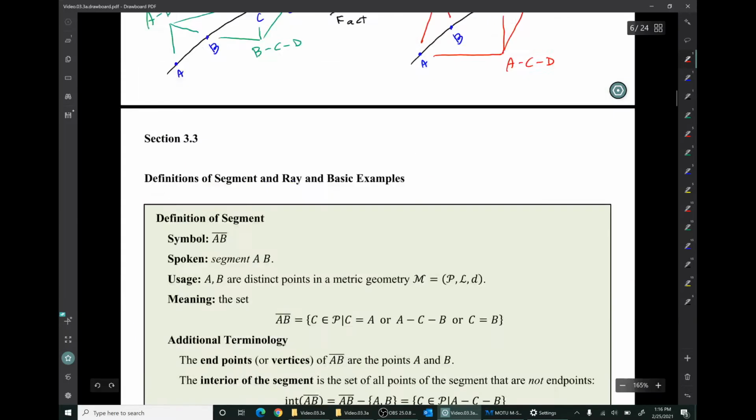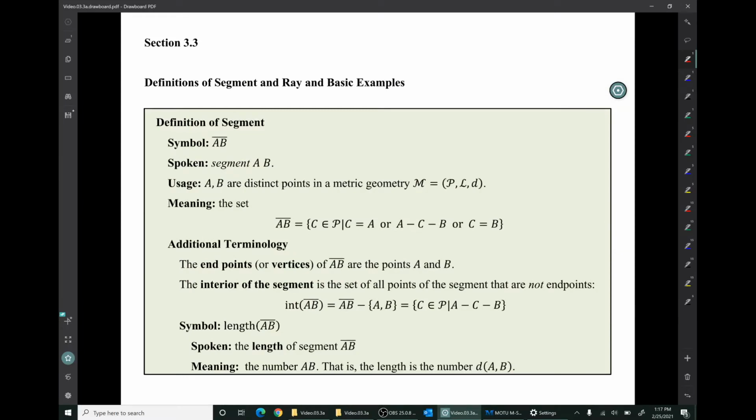Let's go on. So here we are with the new material from section 3.3. First, the definition of segment. This symbol, AB with a bar over them, spoken segment AB, can be used when A and B are distinct points in a metric geometry. They have to be distinct points. And what it means is this set, the set consisting of all points C that have the property that either C equals A, or C equals B, or C is between A and B.